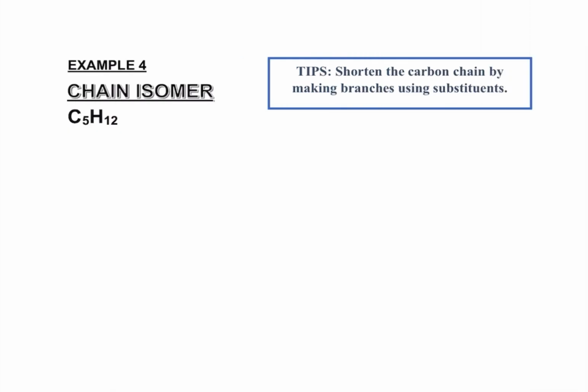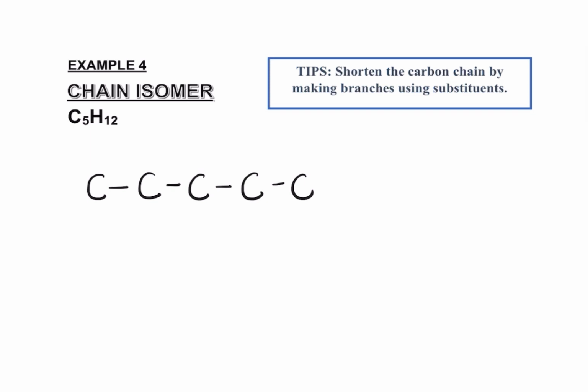Now, we are going to start with the first example, C5H12, for chain isomer. I'm going to start by drawing the longest carbon chain based on this molecular formula. So what I have here is C5H12. The longest carbon chain is 5, so I'm going to draw 1 carbon, 2, 3, 4, and 5.